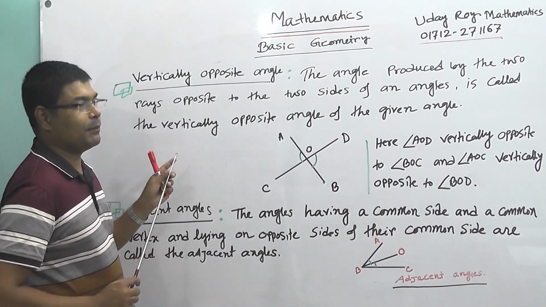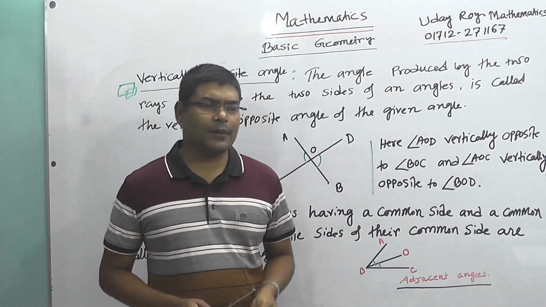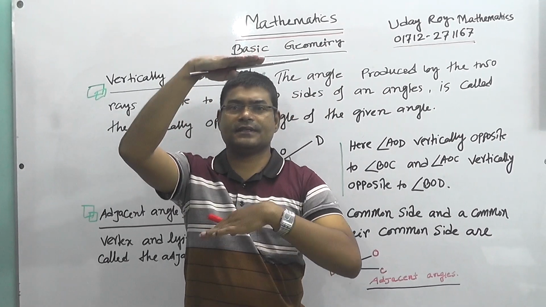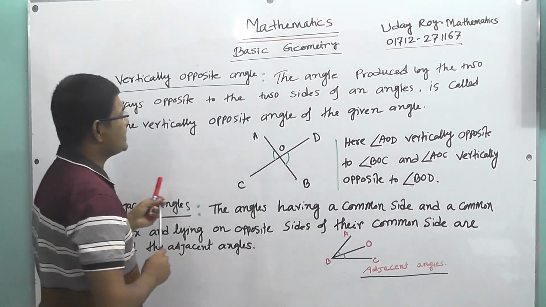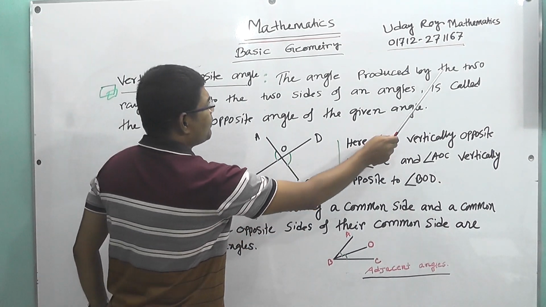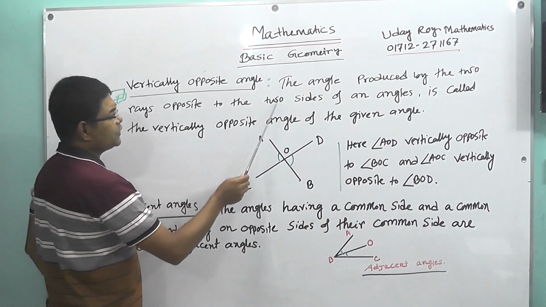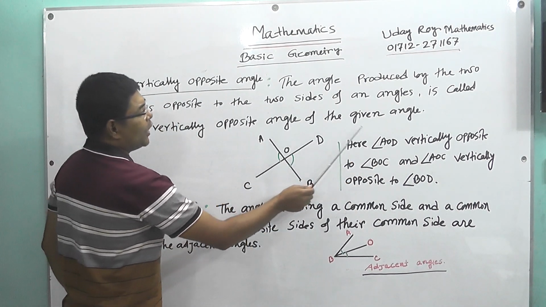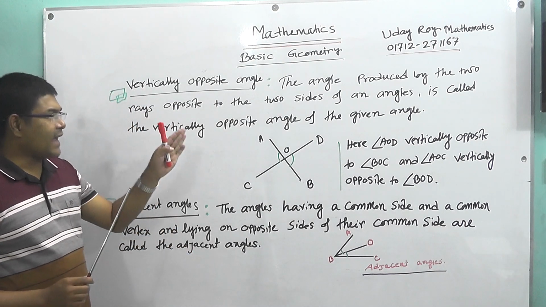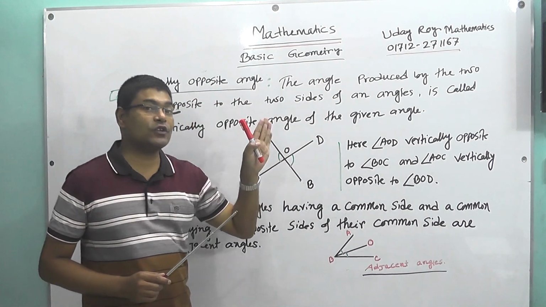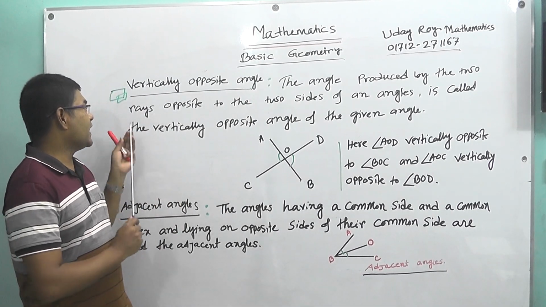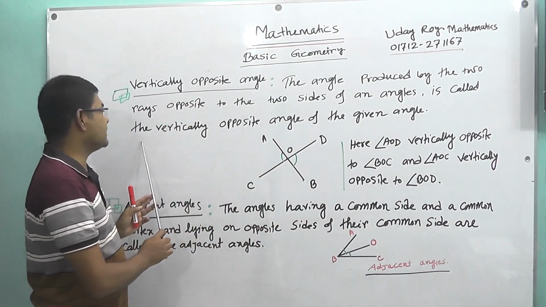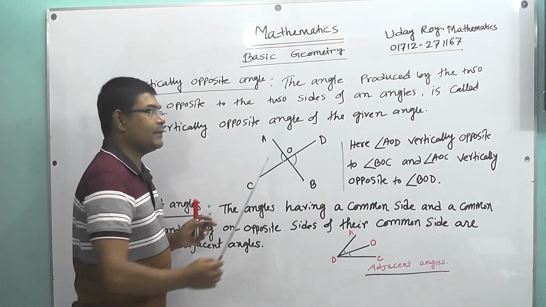Vertically opposite angle. So you can see this is the vertically opposite, this and this. The angle produced by two rays opposite to the two sides of an angle is called the vertically opposite angle of the given angle.